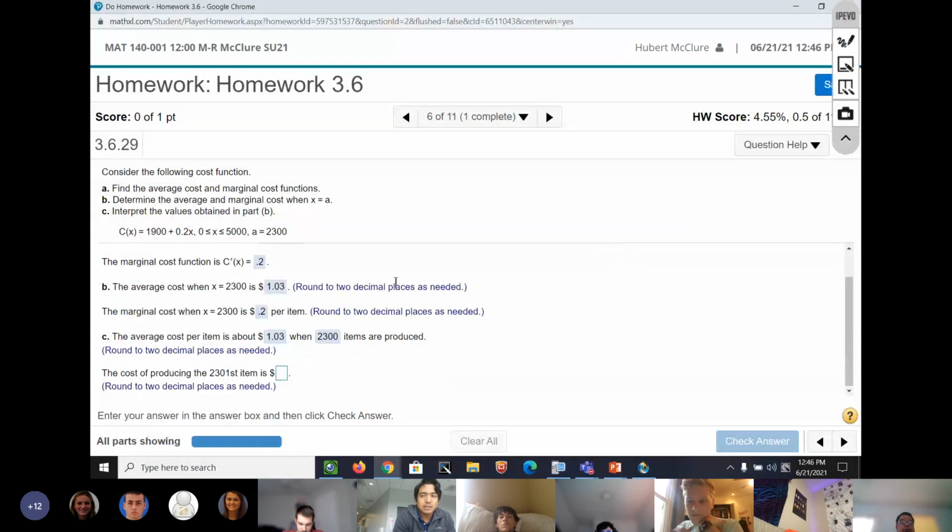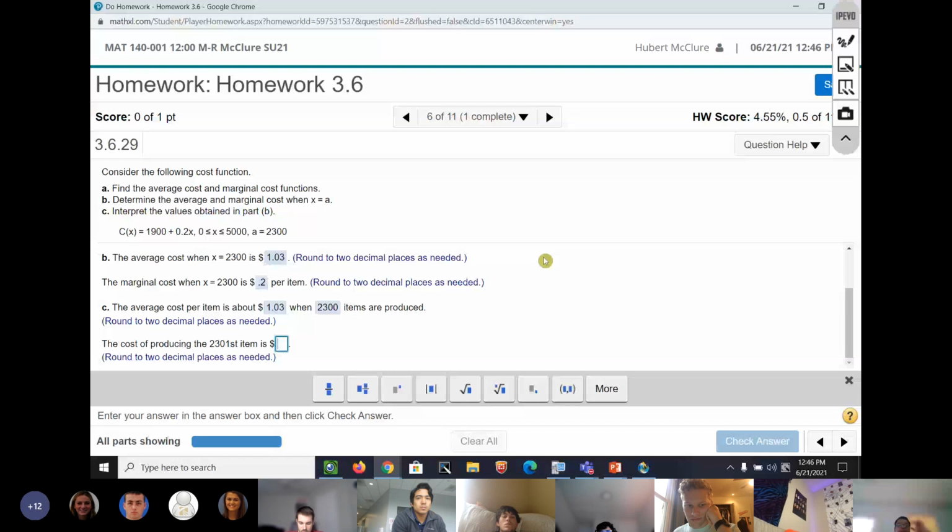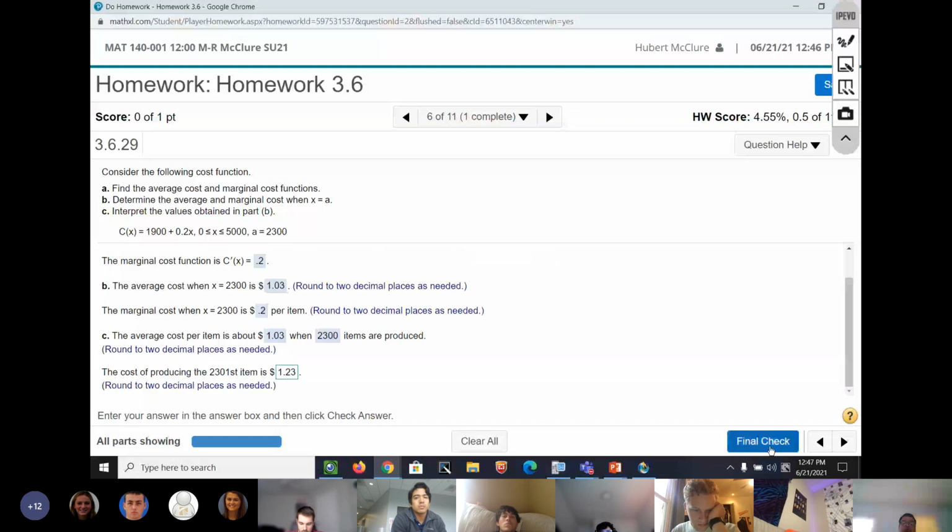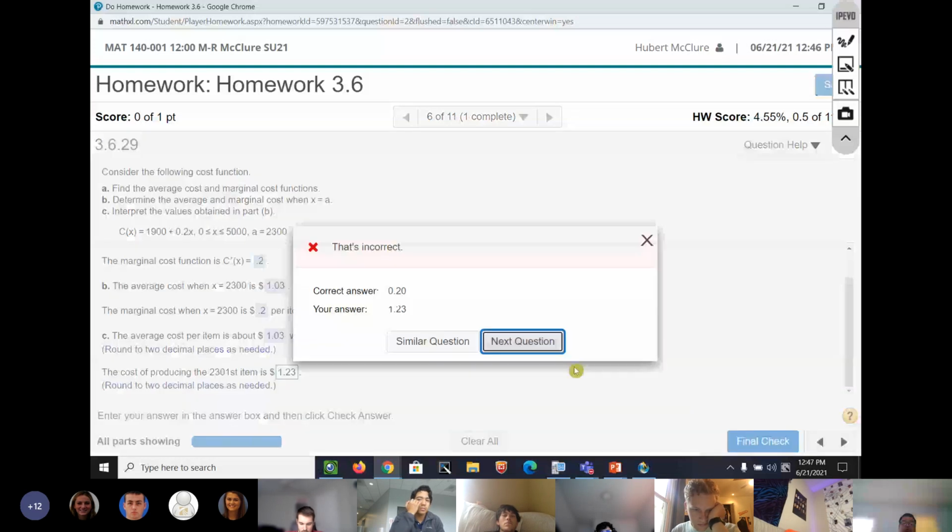The cost of producing 233 items should be, wait, that'd be 0.2, would be 123, 1.23, I would assume. Or you would add 0.2 to that, I would think. Oh, okay, they just want 0.2. I thought they wanted to add it to it. All right. That's a good test question.